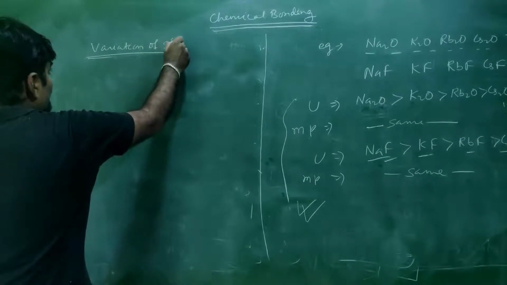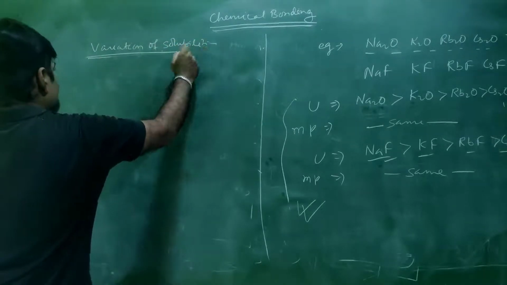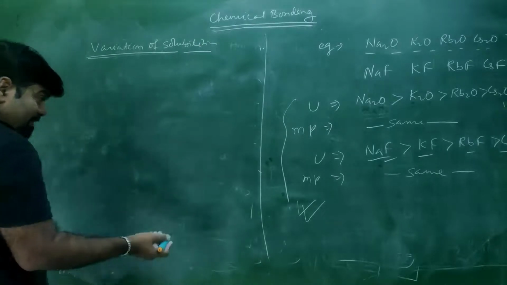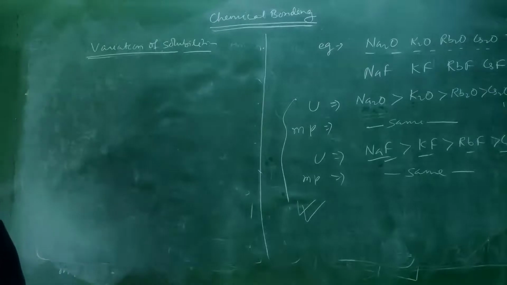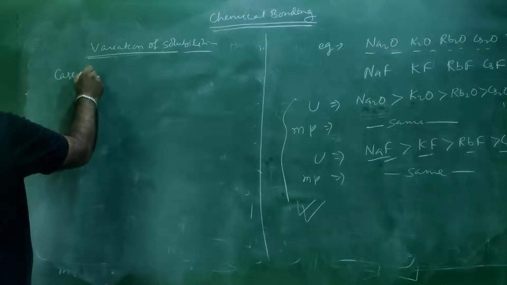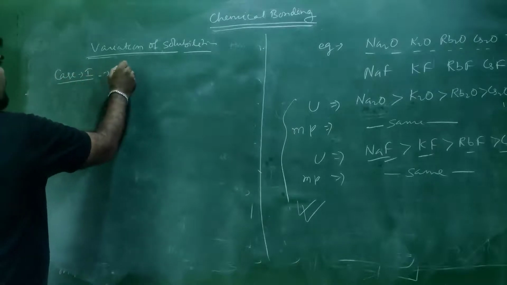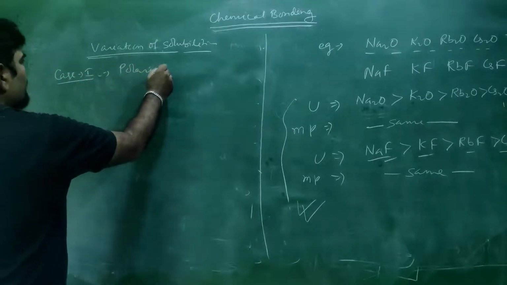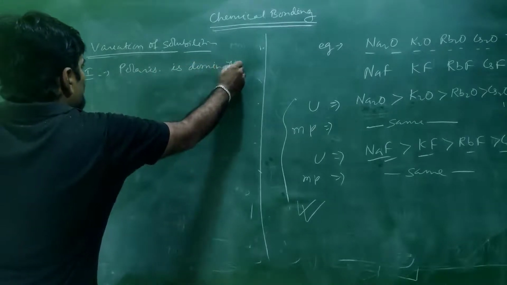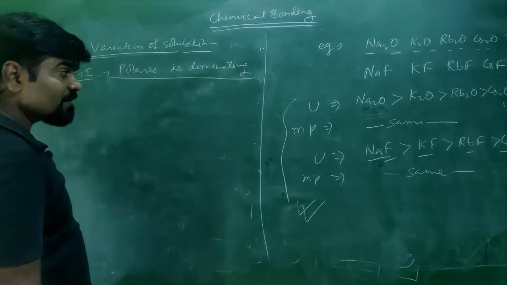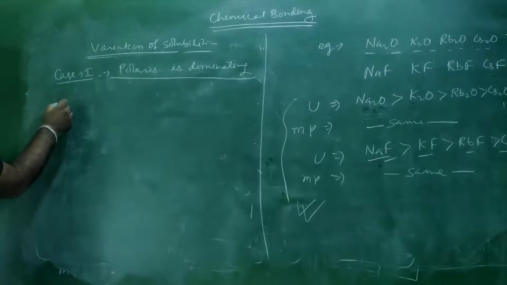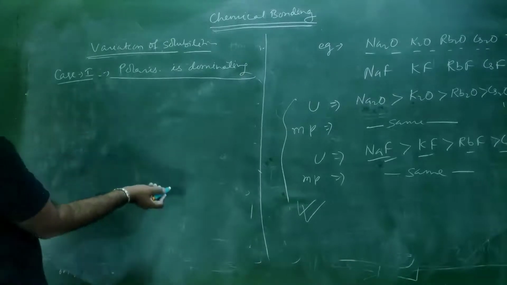Variation of solubilities. The solubility variations can be explained using two factors: one is lattice energy trends and the other is polarization. Case 1: when polarization is dominating, lattice energy does not have any role. In this case, lattice energy is ignored.